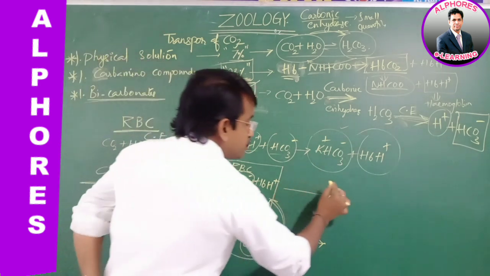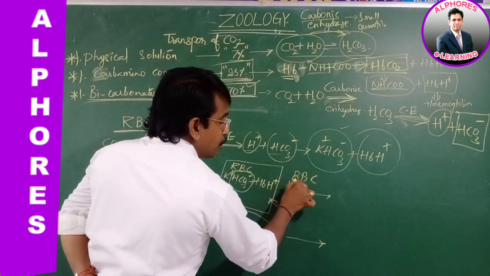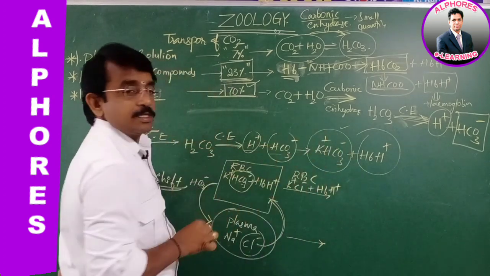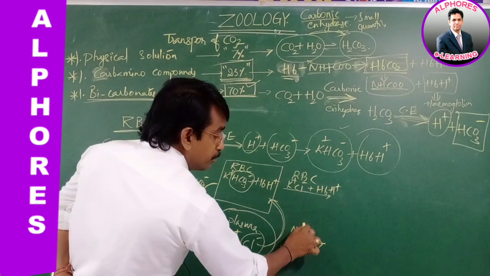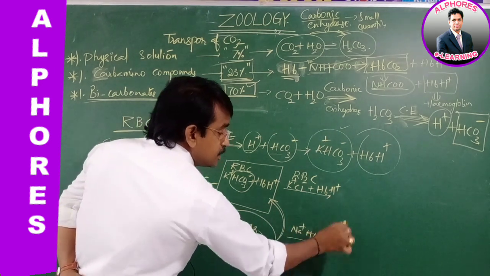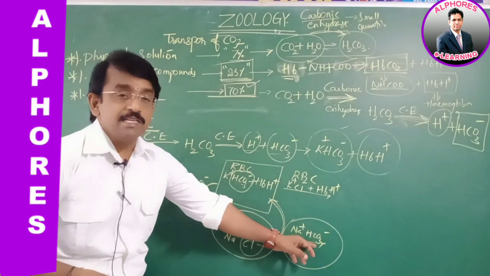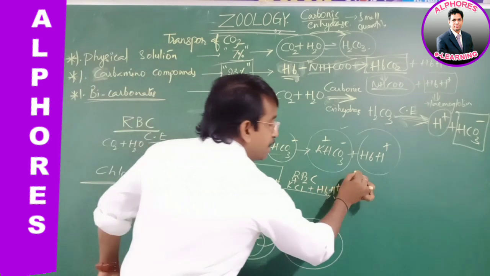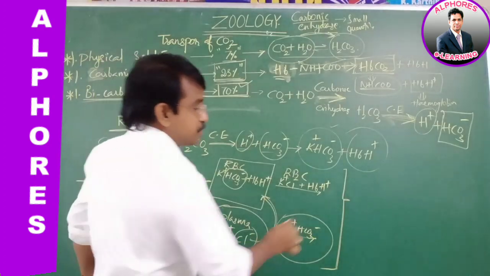Next, in this way, in RBC, now potassium chloride and hemoglobin acidic is the status. Is it right? In plasma, what do you find? Sodium bicarbonate, right? So is the bicarbonate form transporting more? Yes. In this way, it reaches the lungs.